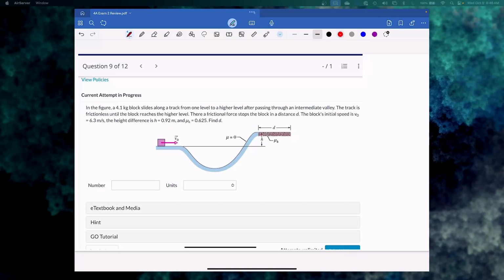There is work other here, right? So work other plus energy initial equals energy final. There is work other because we have friction. It's going to be minus F times D.